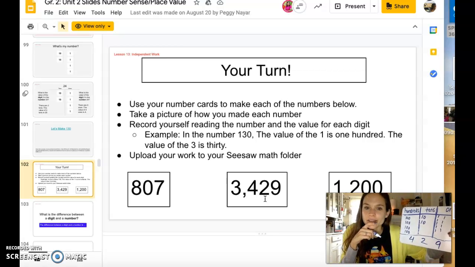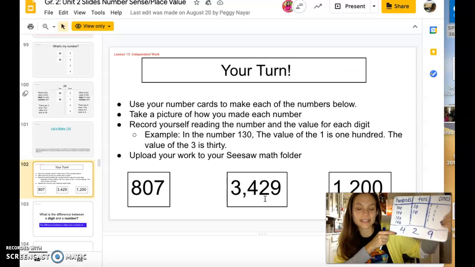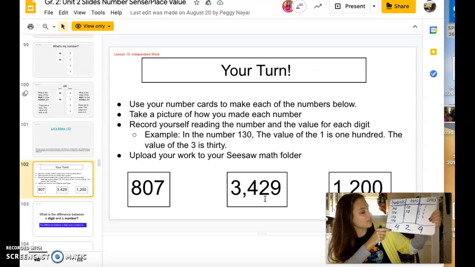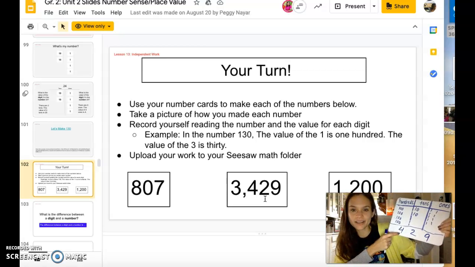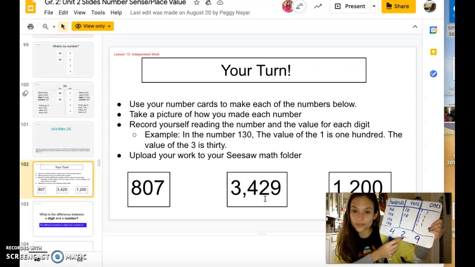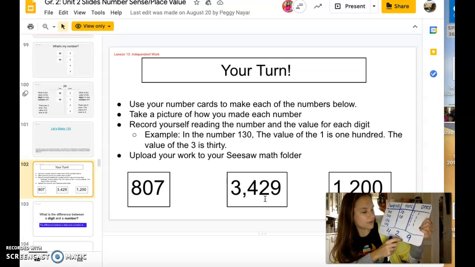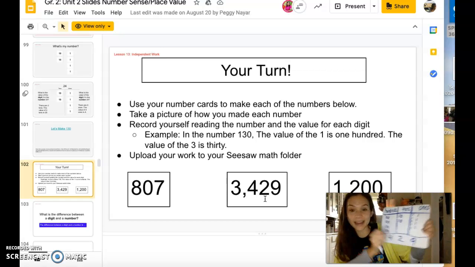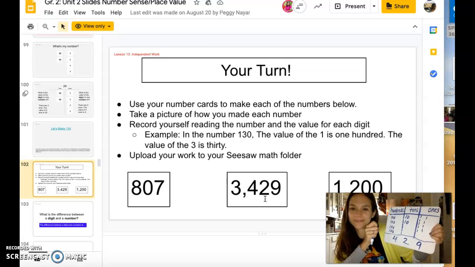Okay. So in the number 429, the value of the 4 is 400. In the number 429, the value of the number 2 is 20. The value of the number 9 is 9.